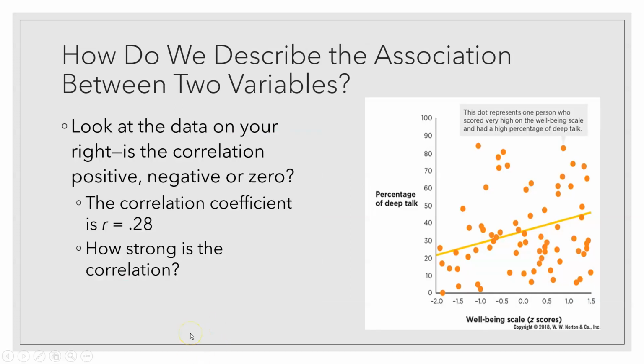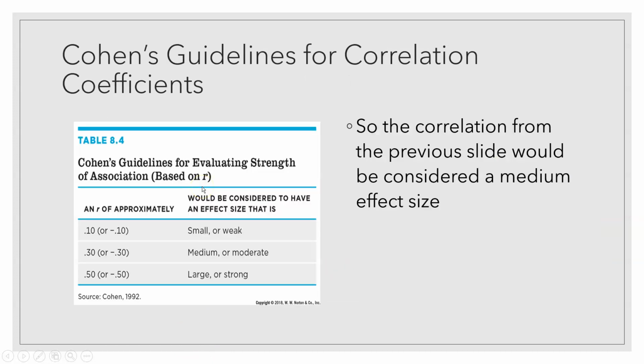So the correlation that we obtained here, our Pearson's R, is about 0.28. According to Cohen's guidelines, we are kind of rounding up a little bit. This would be a medium effect size.